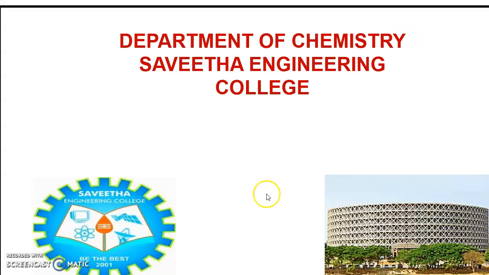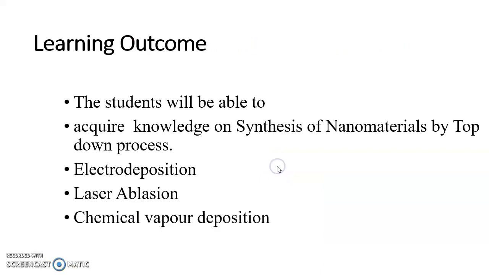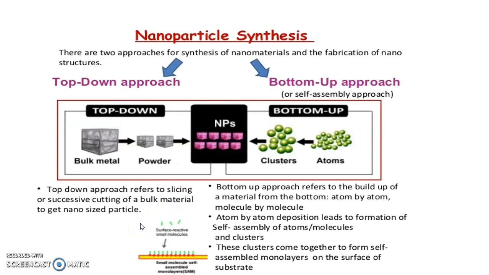Hi students, today we're going to discuss the synthesis of nanomaterials by the top-down method. The learning outcome is that at the end of this lecture, the students will be able to acquire knowledge on synthesis of nanomaterials by top-down processes like electrodeposition, laser ablation, and chemical vapor deposition.